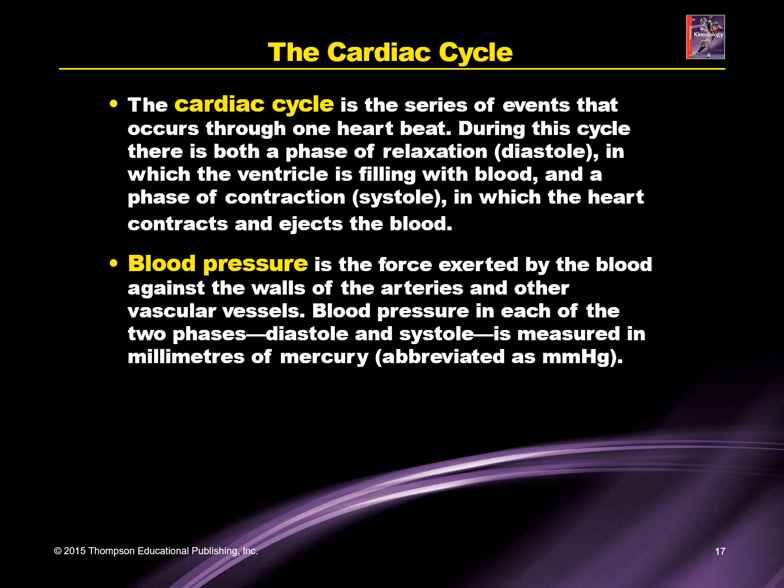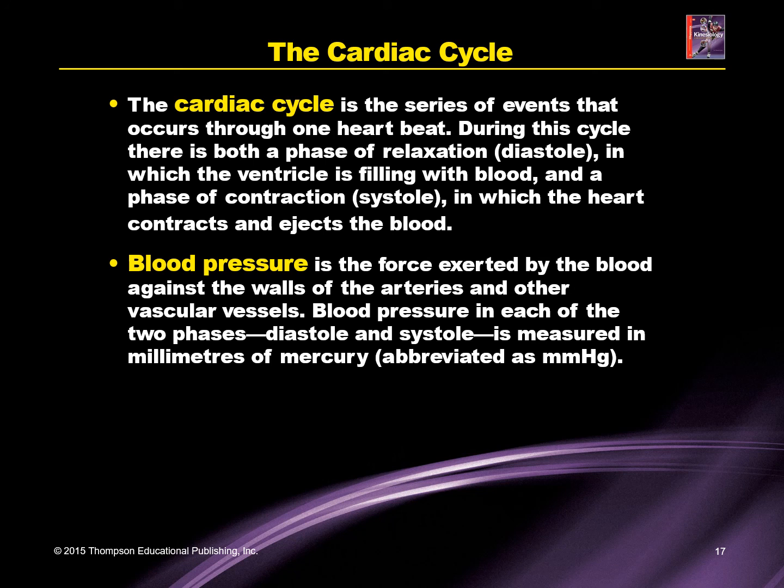The cardiac cycle. So here we're talking about the electrical conduction system of your heart. The cardiac cycle is the series of events that occurs through one heartbeat. During that cycle, there's both a phase of relaxation, which is called diastole, in which the ventricle is filling up with blood. So during diastole, your heart is relaxed and your ventricle is filled with blood. And there's a phase of contraction, systole, when your heart is contracting and getting rid of the blood, okay?